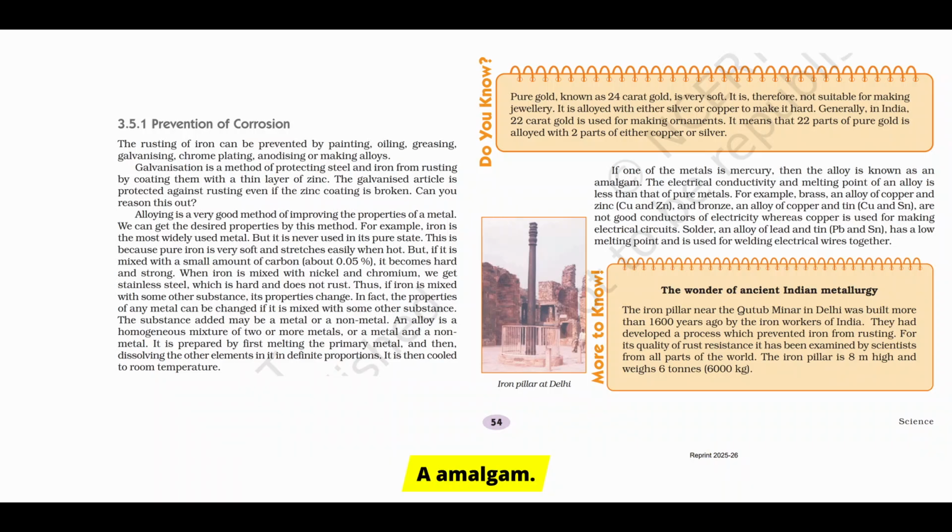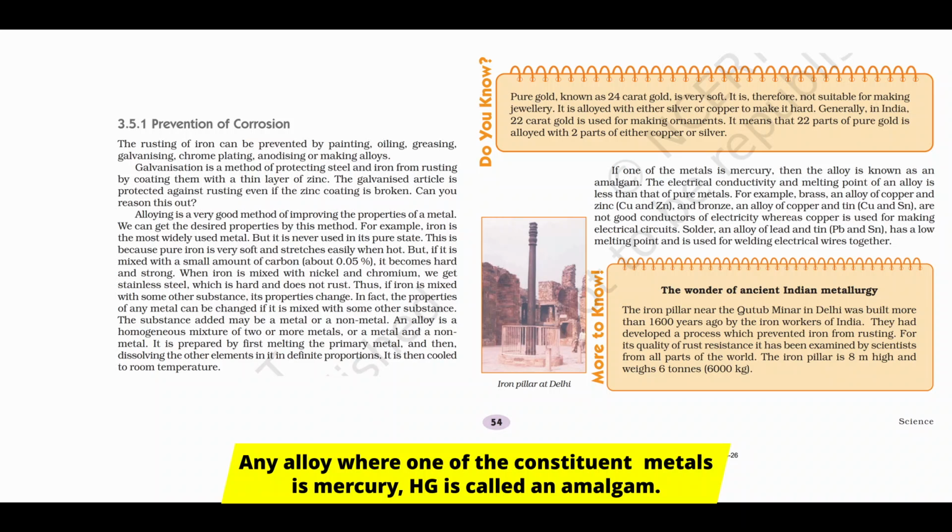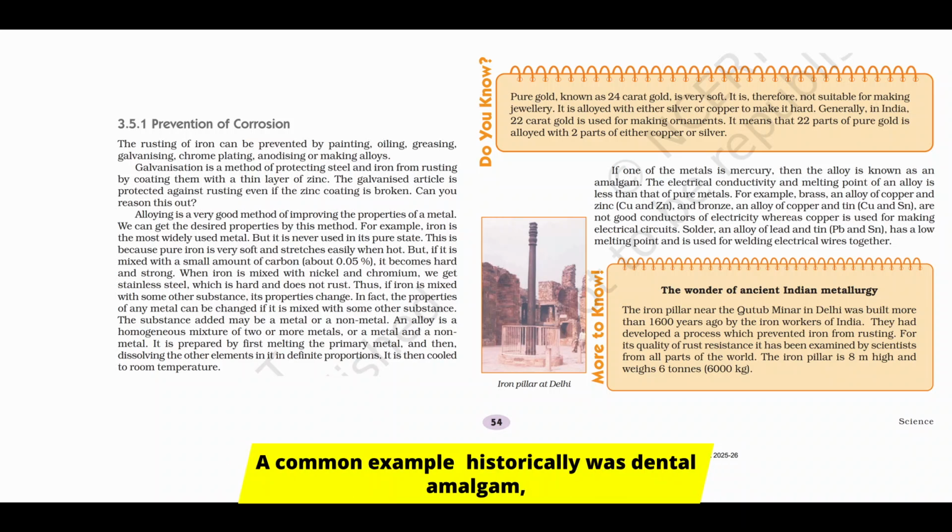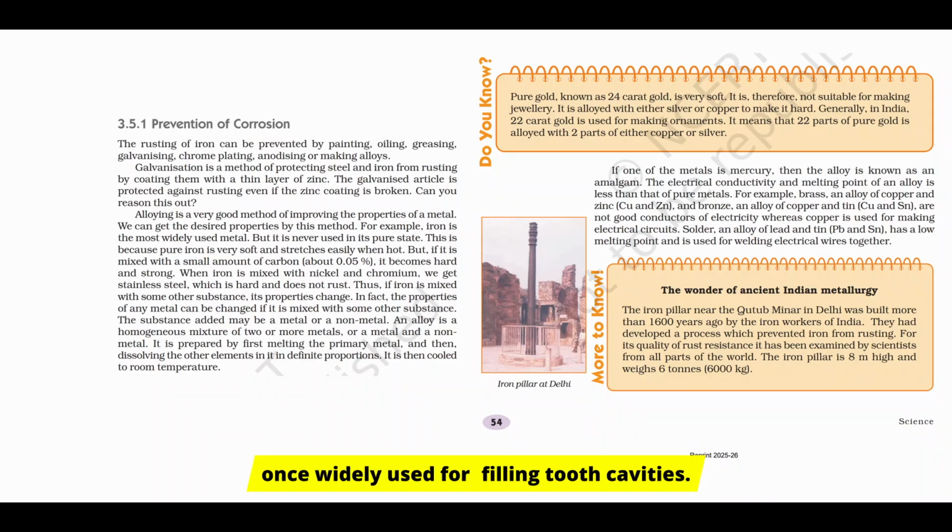Amalgam. Any alloy where one of the constituent metals is mercury, Hg, is called an amalgam. A common example historically was dental amalgam, an alloy of mercury with silver, tin, and copper, once widely used for filling tooth cavities.